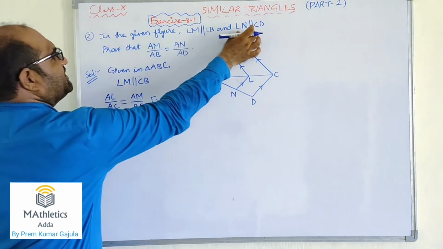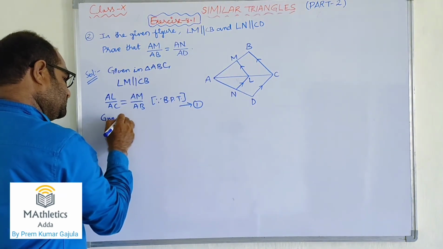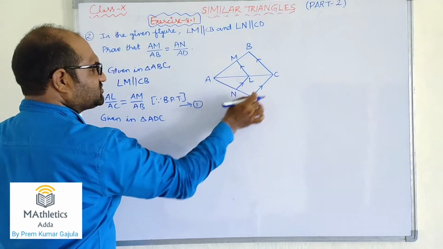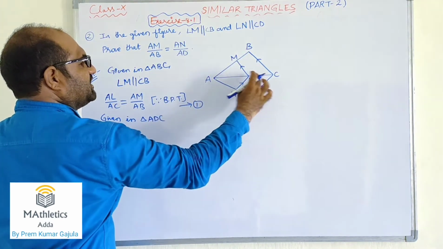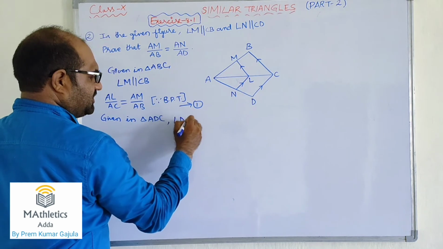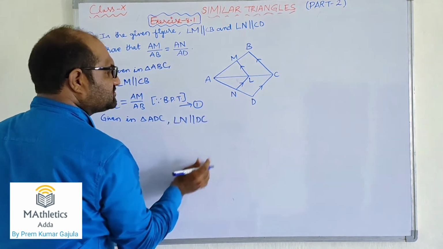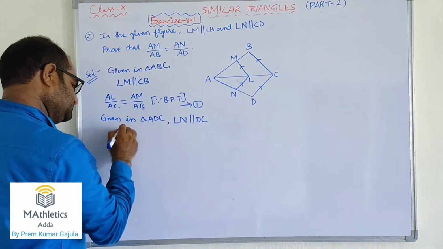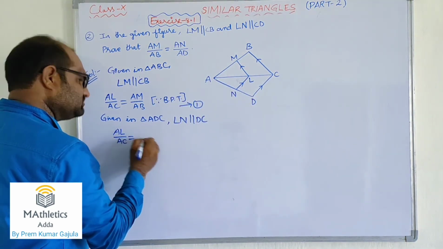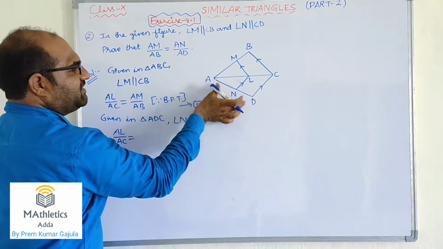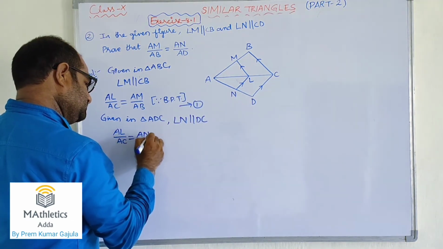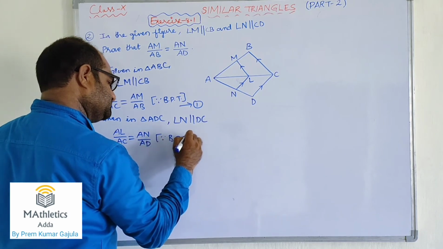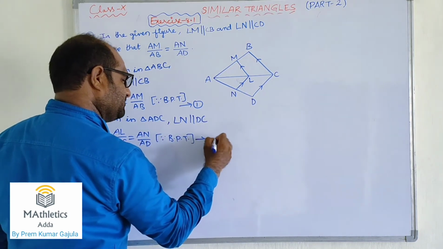And what is given? One more condition. Given in the triangle ACD, the lower triangle, LN is parallel to DC. So here also we can apply the same: AL by AC is equal to AN by AD, again from BPT theorem. Let it be equation number 2.